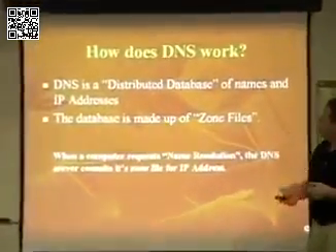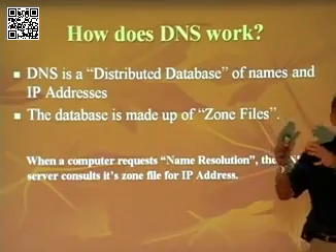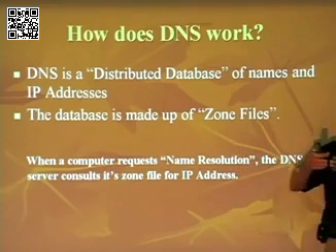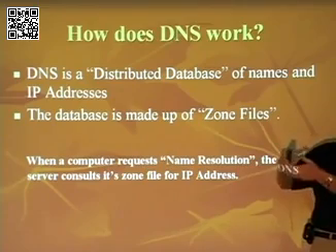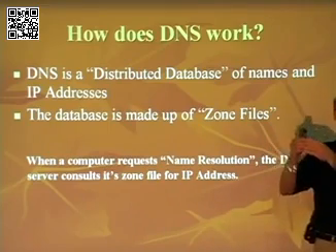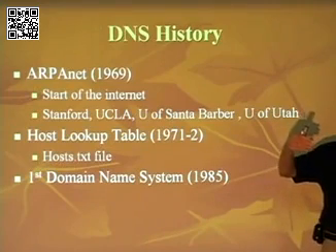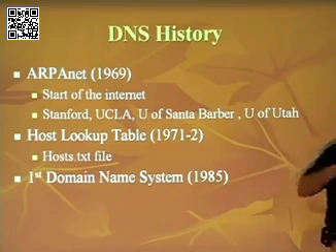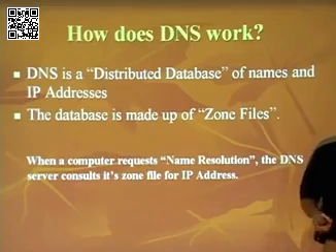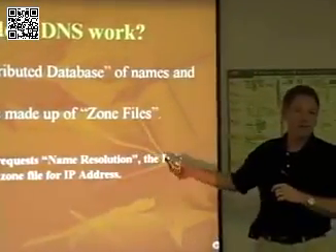Okay, so let's look at how DNS works. Now, DNS is a distributed database of names and IP addresses. Just like Peggy Karp took that host lookup table, that little ASCII text file, and passed it around to all the computers, that's what DNS is: a distributed database of names and IP addresses. It's distributed among all DNS servers. Now this database is what's called a zone file. It's made up of zone files.